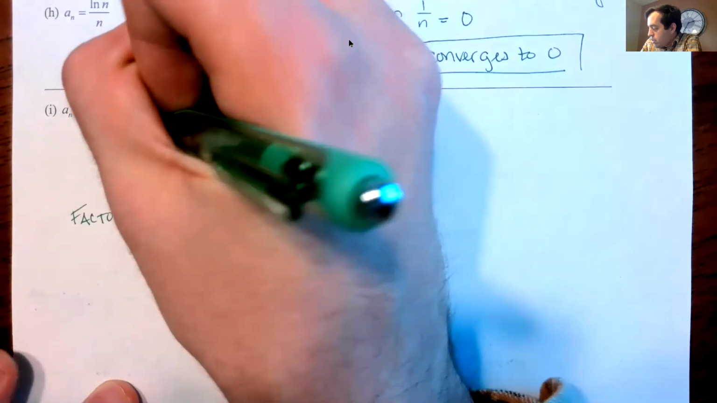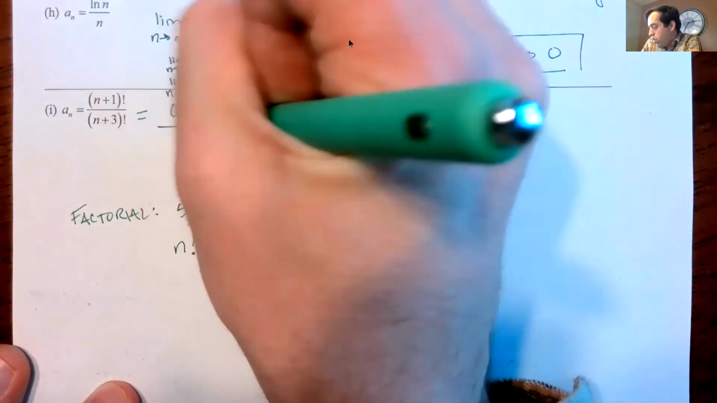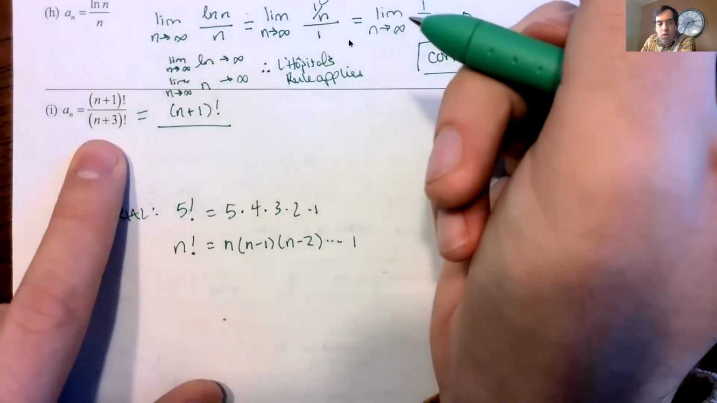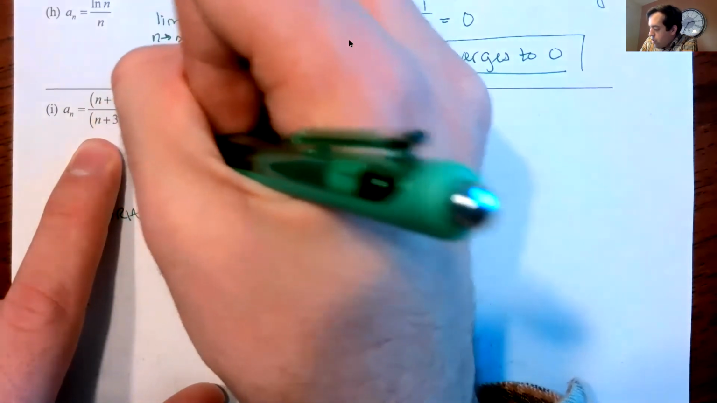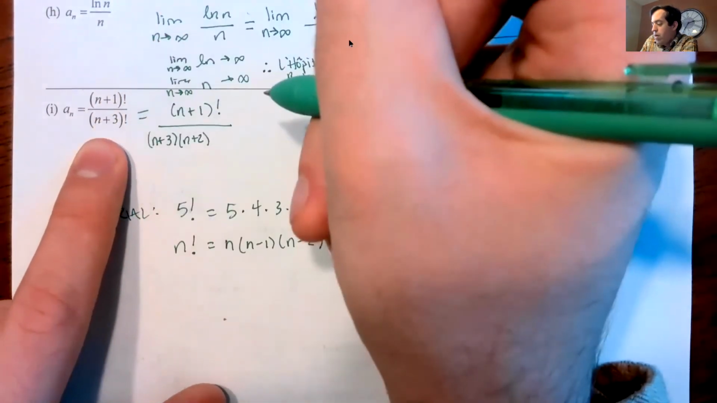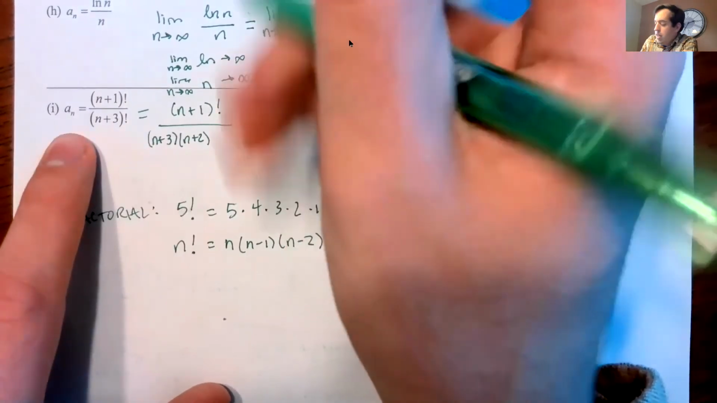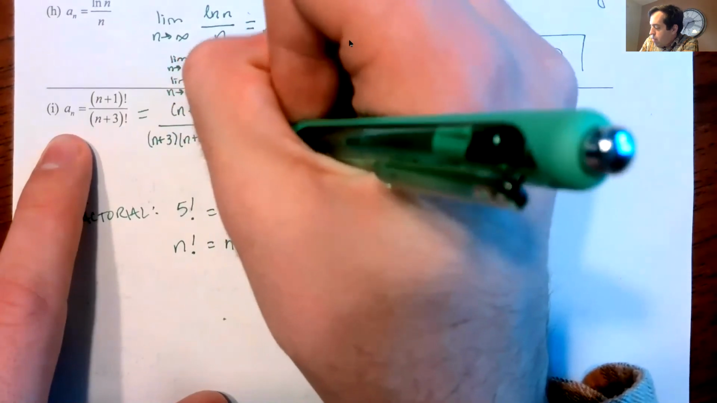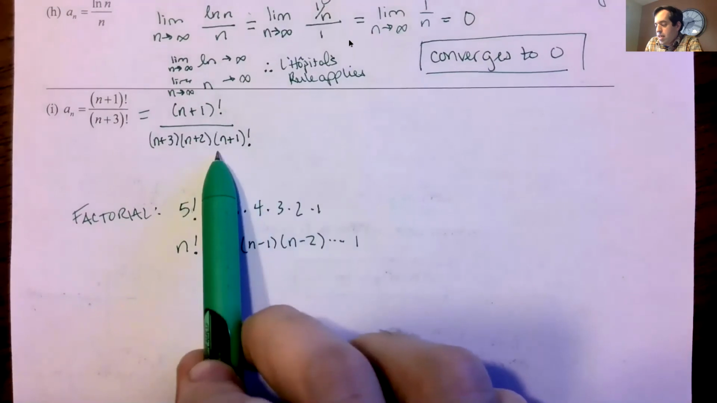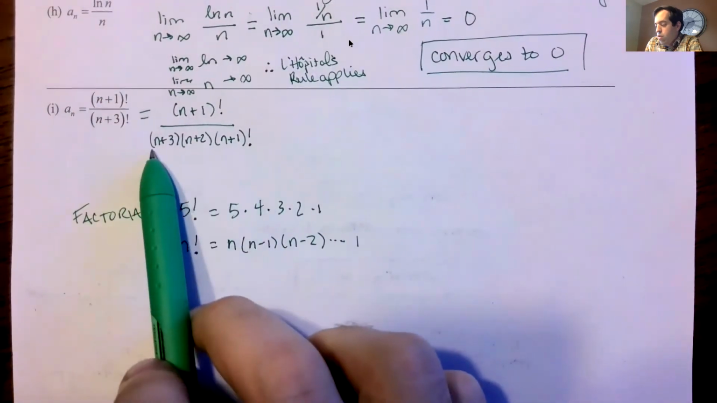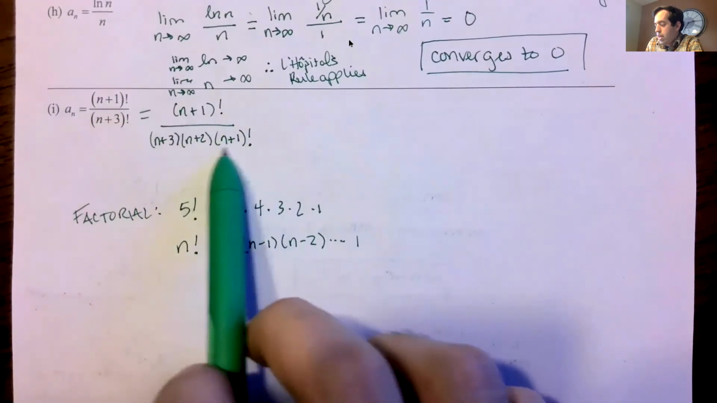So in this case, I will help us out here. The top is just going to stay as n plus 1 factorial. The bottom we can rewrite. n plus 3 factorial could be rewritten as n plus 3 times n plus 2, right? Because if we subtract 1 from n plus 3, we get n plus 2. If we subtract 1 again, we end up with n plus 1. And I'm just going to abbreviate all the rest of the terms as n plus 1 factorial. So we pulled out the n plus 3 and the n plus 2, and the rest can be written as n plus 1 factorial.